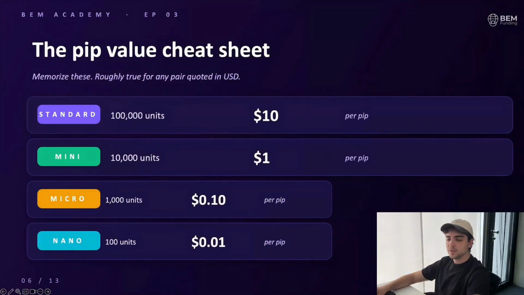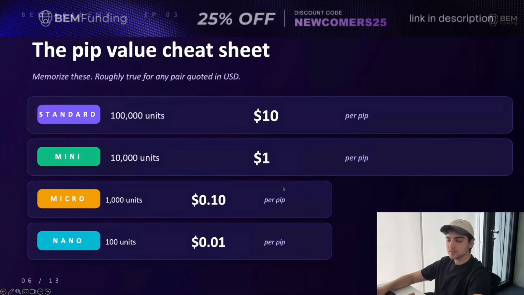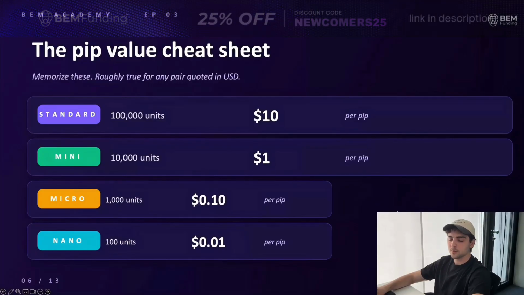Here's the cheat sheet you need to memorize. Euro/USD or any USD quote pair, standard lot, $10 per pip. Mini lot, $1 per pip. Micro lot, 10 cents per pip. And nano lot, 1 cent. This is roughly true for any pair where the second currency is USD. For other pairs, the math is similar, but you'll need a calculator, or your broker will show it to you.